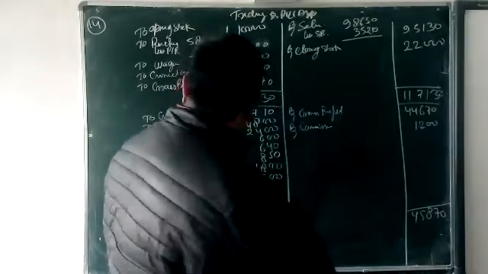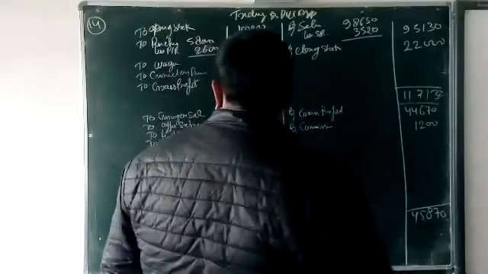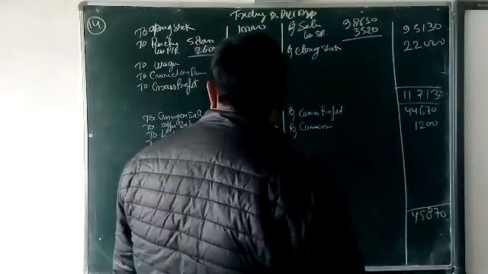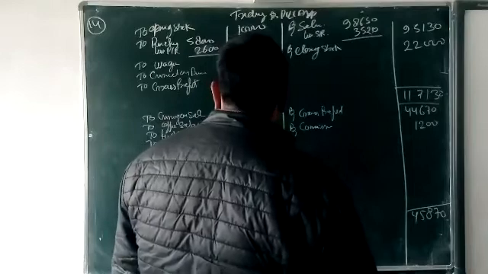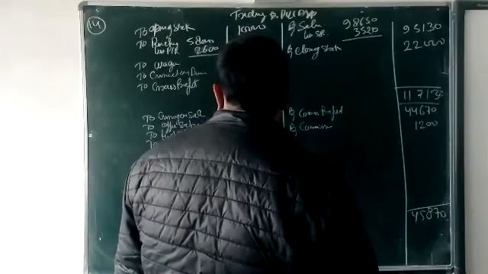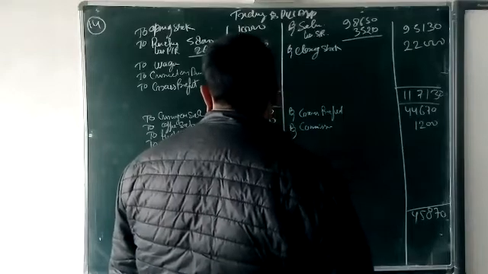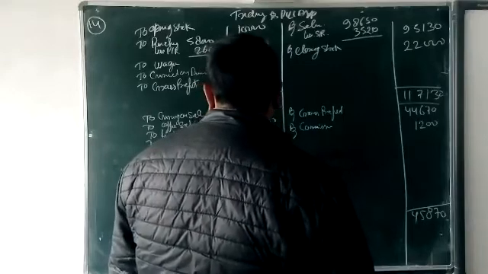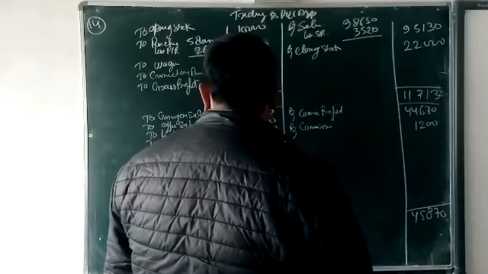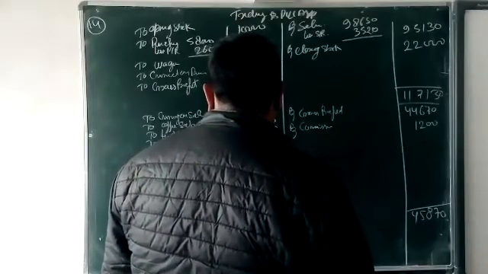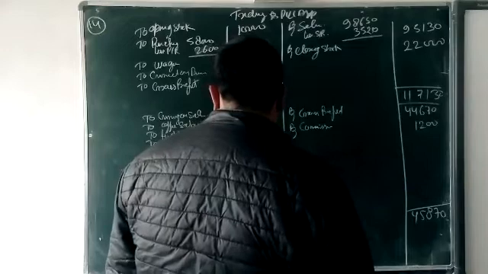Next. Office salaries 4,800. Next. Rent and taxes 2,400. Next. Cash 1,100. Next. Bank balance 7,820. Bad debt 600. Next. Discount allowed 640. Next.